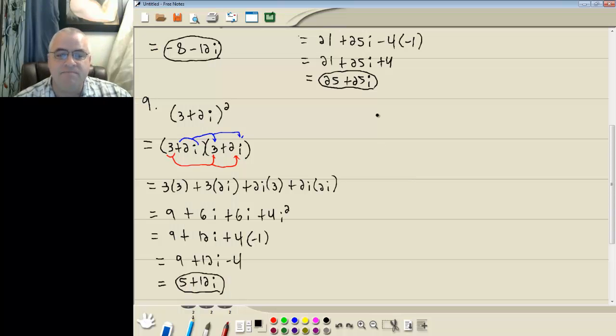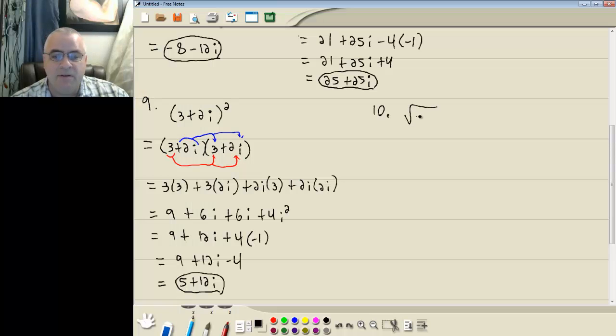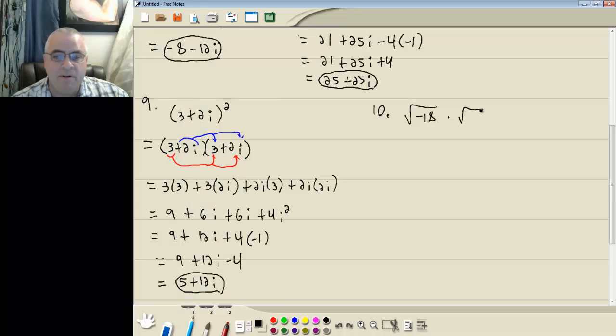Let's take a look at this one. We've got the square root of negative 18 times the square root of negative 12. This is one of them that if you dive right in with multiplying these two together, you get the wrong answer. Because a negative times a negative would give you a positive, and all of a sudden we'd lose something in our answer. But we remember, we should always simplify our radicals before we do anything else, so let's do that first. Negative 18, that's negative 1 times 2 times 3 times 3.